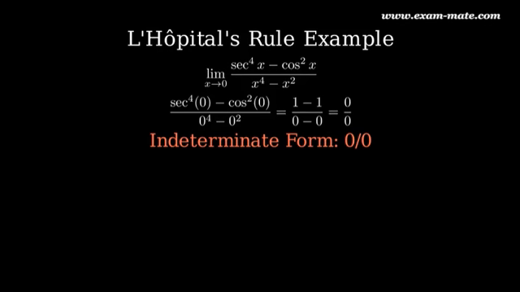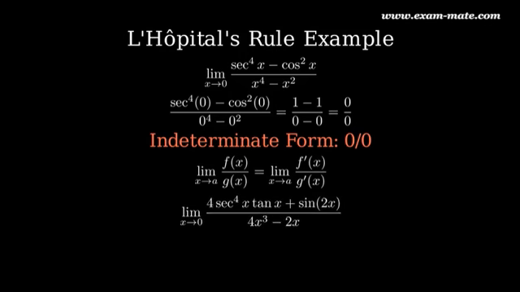When we encounter an indeterminate form, we can apply L'Hopital's rule. This rule states that the limit of a quotient equals the limit of the quotient of the derivatives, as long as we have an indeterminate form. Let's find the derivatives. For the numerator, we get 4 secant cubed x times secant x tangent x plus sine of 2x. For the denominator, we get 4x cubed minus 2x.